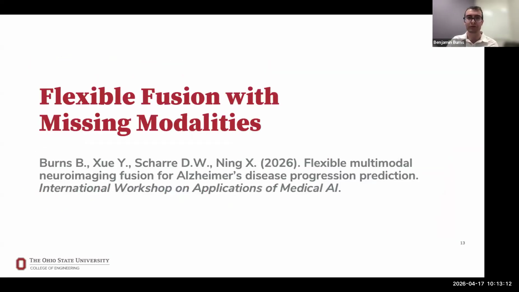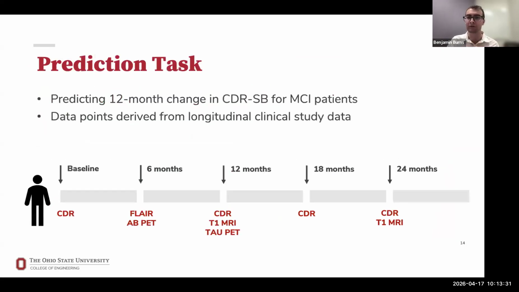So now that we've covered the motivation for why we want to develop multimodal AI and the challenges that we face in doing so, we can start getting into the specifics of our attempts to address these challenges. And I'll start with flexible fusion with missing modalities. And as a reminder, this is dealing with Alzheimer's disease progression prediction, specifically predicting the change in CDR-SB for patients with mild cognitive impairment over a 12-month, 1-year period.